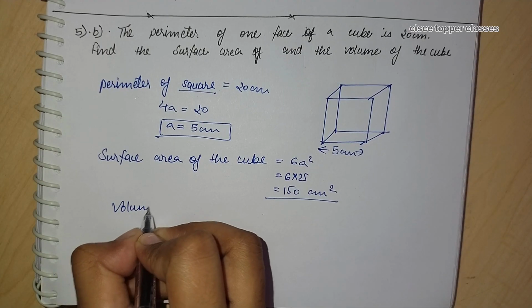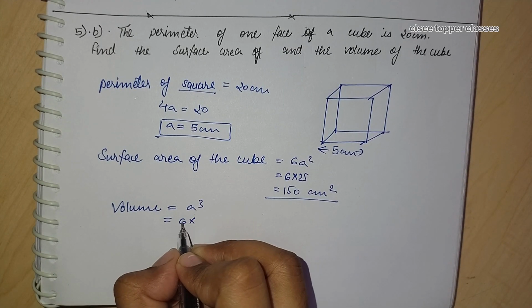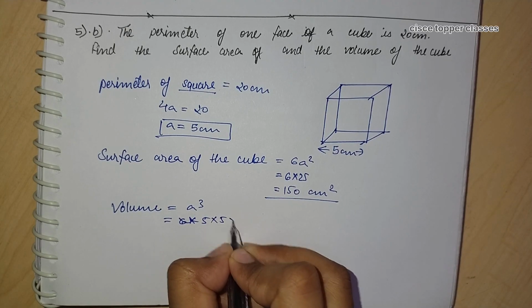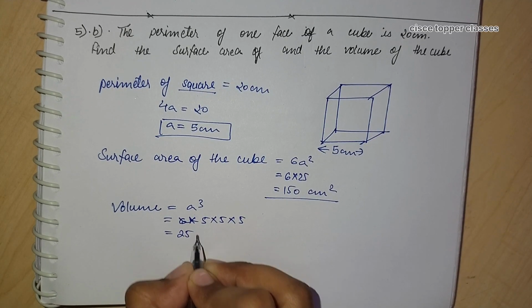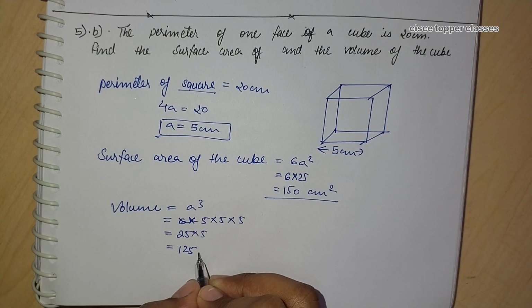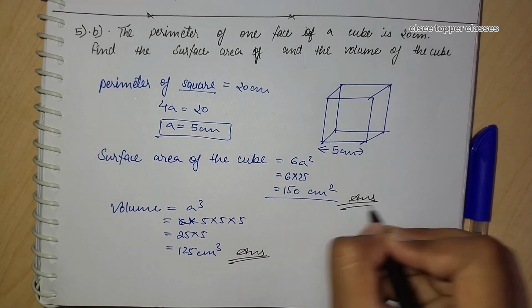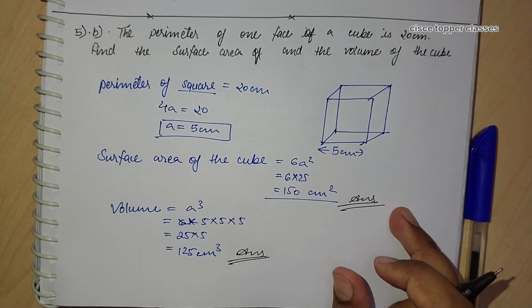Now we have to calculate the volume. Volume will be a cube. So 5 into 5 into 5. So 25 into 5, then 125 centimeter cubic is the answer. So this is the answer of volume and this is the answer of surface area. So this is the solution of fifth second part here.